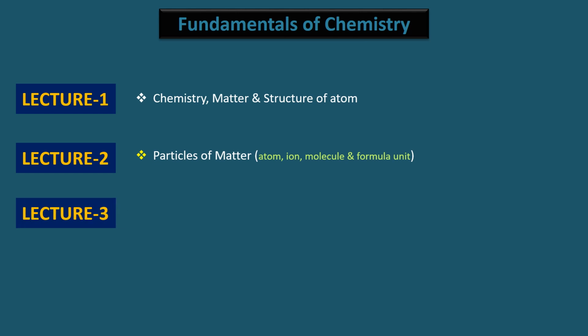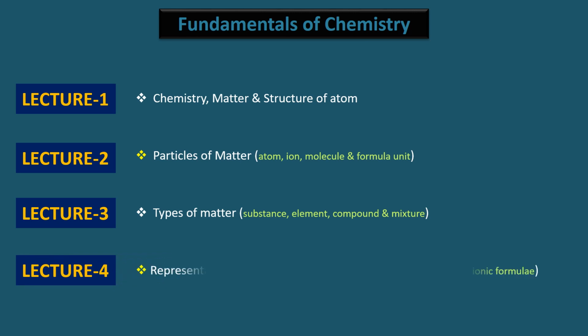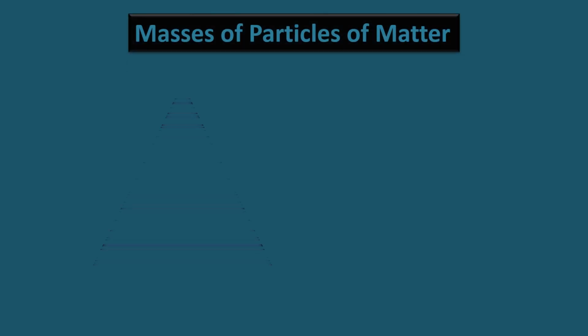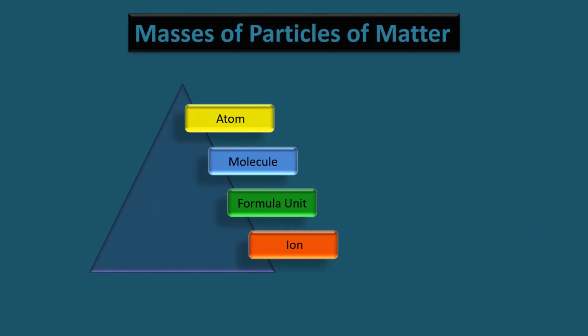In lecture number 3, we studied various types of matter, such as substance, element, compound, and mixture. And in the last lecture, that is lecture number 4, I tried to explain the representation of particles of matter, that is atomic symbols, empirical, molecular, and ionic formulae. Today's lecture is about the masses of these particles.